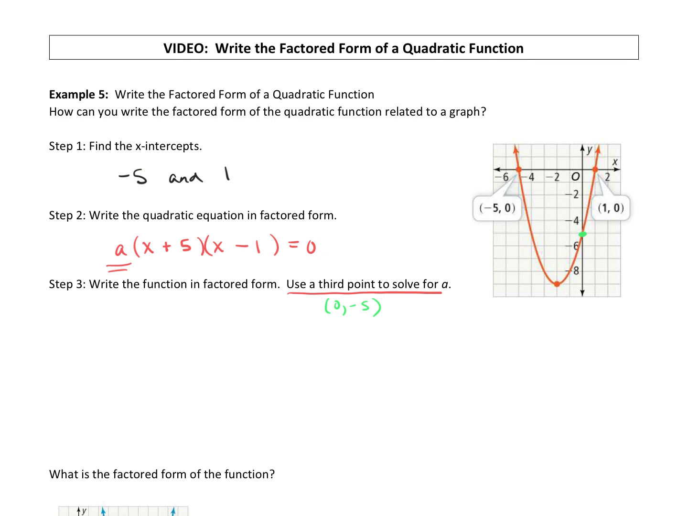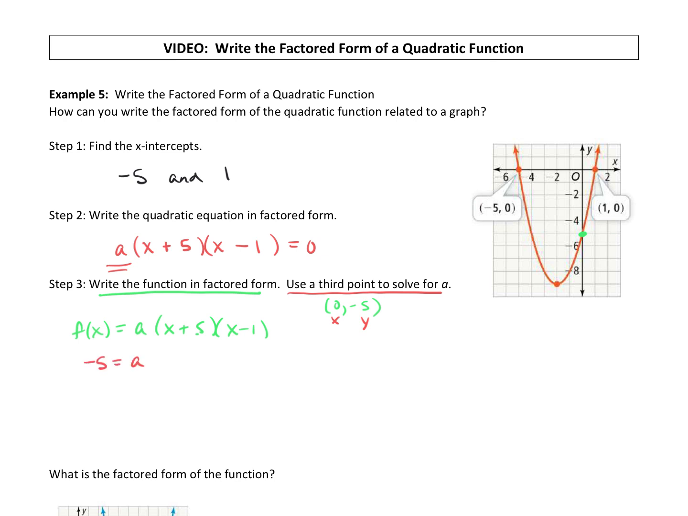So our function, I guess I skipped over this, write the function in factored form. So our function is f of x equals a times x plus 5 times x minus 1. We're going to use this ordered pair. The ordered pair provides us with an x and a y that we can use to plug into our function and solve for a. So remember, f of x is the same thing as y. We're going to replace the f of x with the -5.